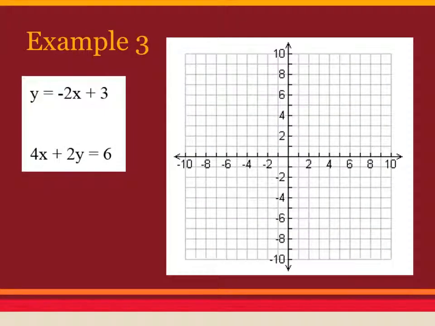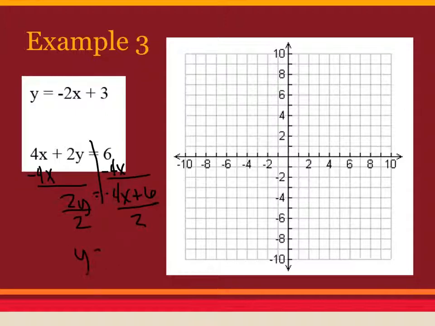Alright, for our last example, we have y equals negative 2x plus 3 and 4x plus 2y equals 6. Our first equation has been solved for y. It says y equals negative 2x plus 3. That will be easy for us to graph in just a minute. The second equation, we're going to solve for y, same steps as before. We subtract 4x from both sides. We get 2y equals negative 4x plus 6. And then we divide everything by 2.